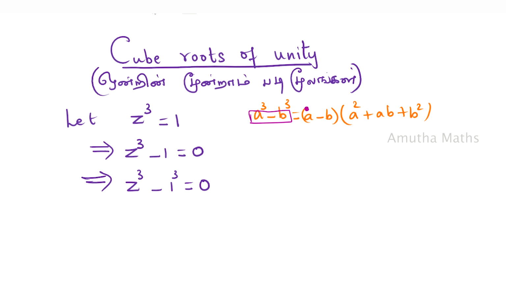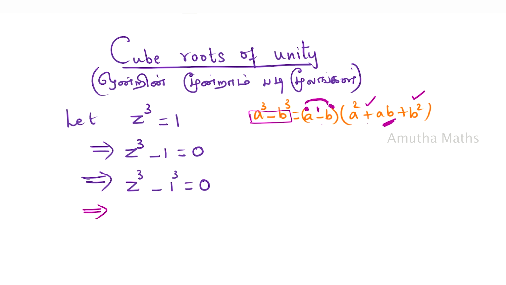Okay. So that is a square. Then change the sign. இங்க மைனஸ்னா இங்க பிளஸ் போடணும். இங்க பிளஸ்னா இங்க மைனஸ் போடணும். Okay. Then you multiply these two, a and b. So that is ab. Okay. And then you square this b. That is b square. Okay. So we have already studied a cube minus b cube is equal to a minus b into a square plus ab plus b square.